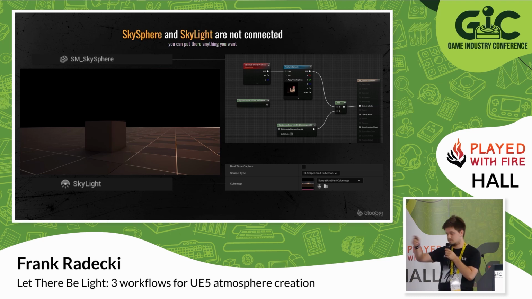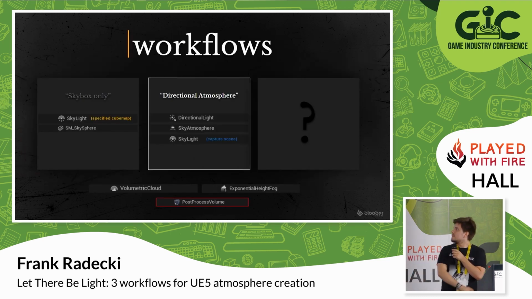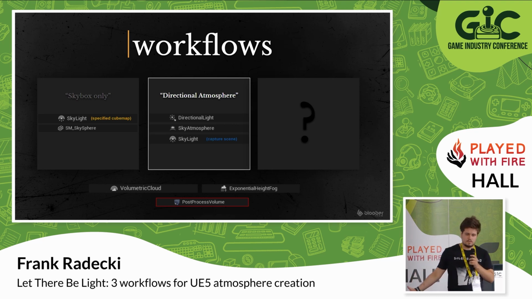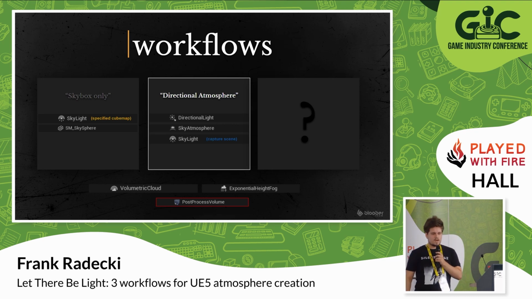But I said you can put anything you want there. So the second workflow is directional atmosphere, and it's more physically based than the first one. The first one is based on the HDRI image you use, which you can download from some website over the internet. The second one is based on the sky atmosphere component.